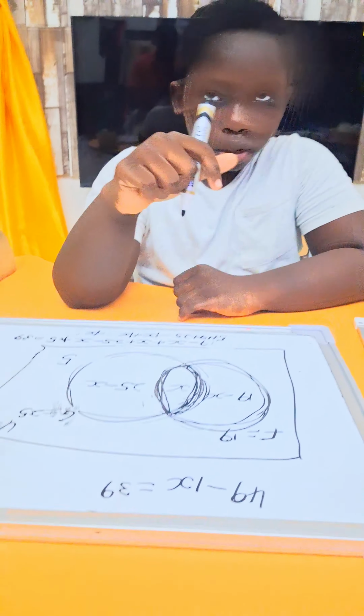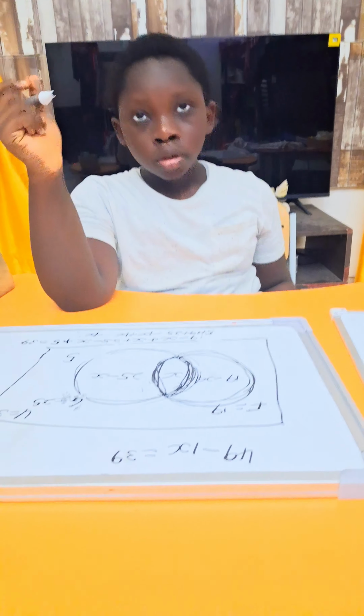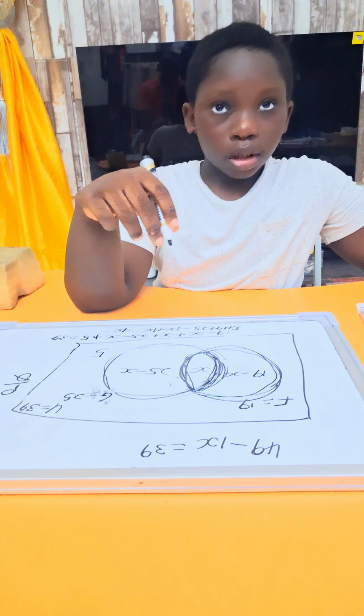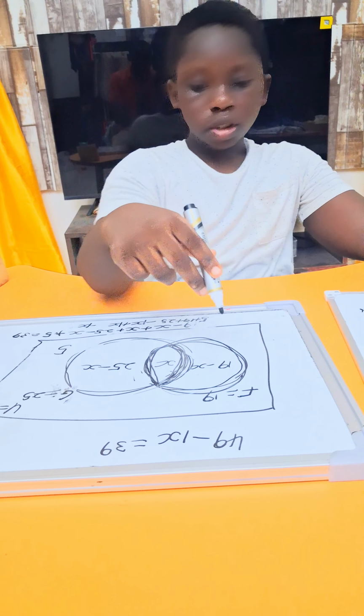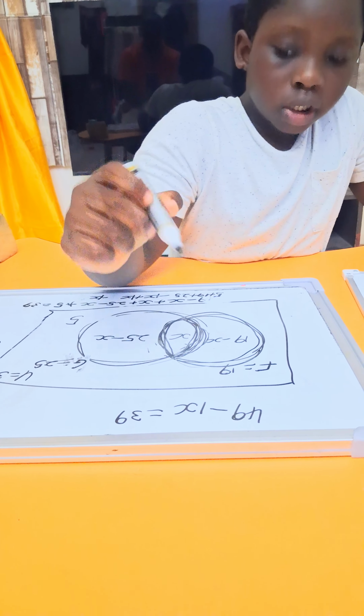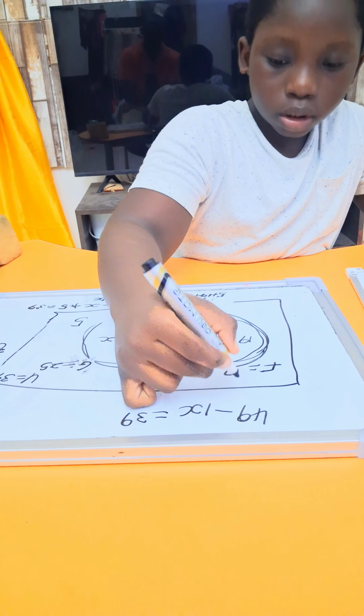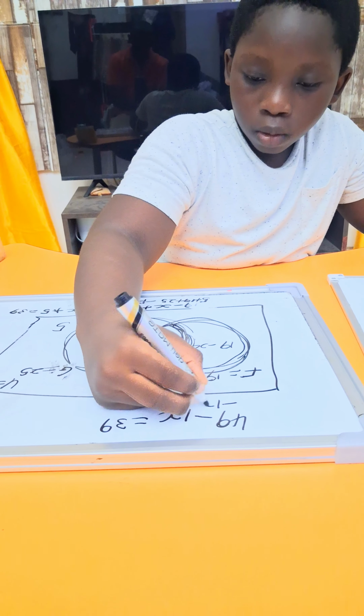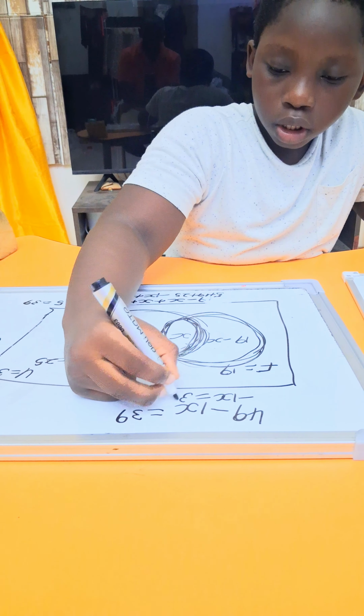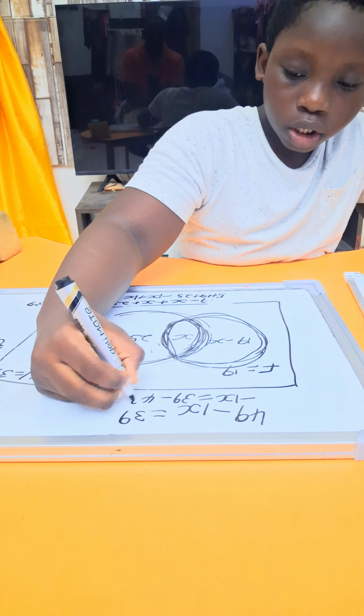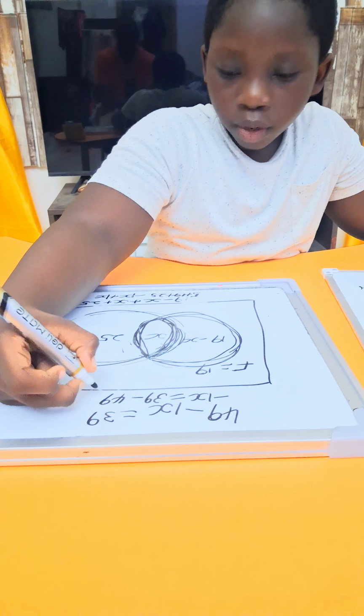Now this part is change of subject. We have to make the x alone to get the final answer. So 49, we go to the other side and it will subtract. So negative 1x is equal to 39 minus 49.